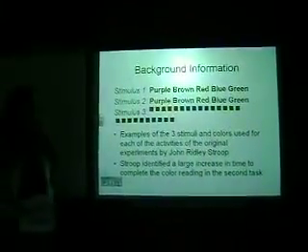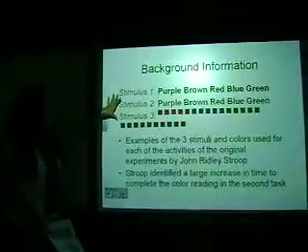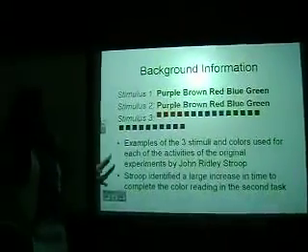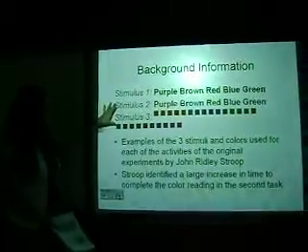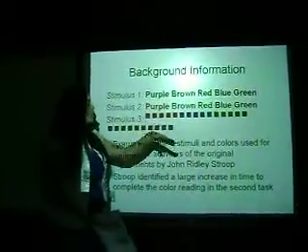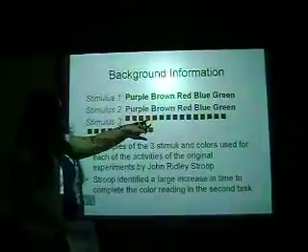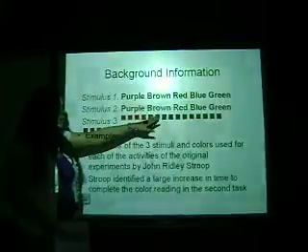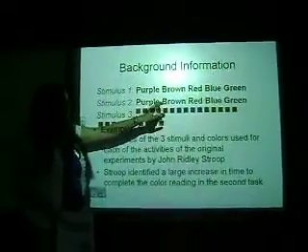This is the original experiment they did. There were three stimuli. The first one was just the words in black ink. In the second one, they did something a little different. They put the words with a different ink than their meaning, like purple in red, brown in blue, red in green, blue and brown, and green and purple.